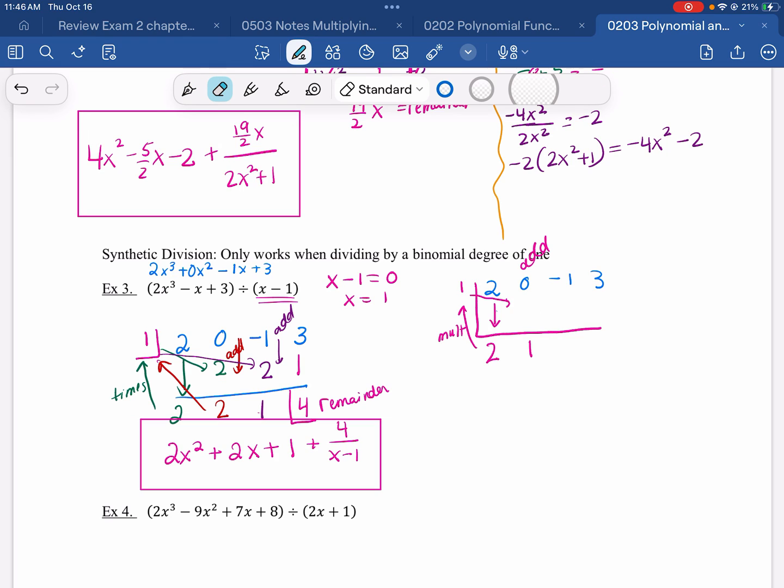All right, here we are. 1 times 2 is 2. Add, you get 2. 2 times 1, 2. Negative 1 plus 2, 1. 1 times 1, 1. 3 plus 1 is 4. Last one is your remainder. Same numbers, same thing. Depress your polynomial by 1 degree: 2x squared plus 2x plus 1 plus your remainder, 4 over x minus 1.